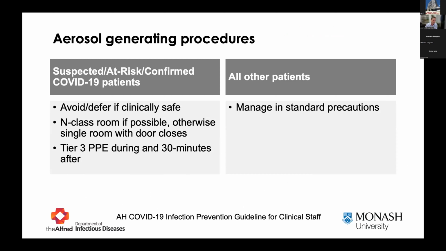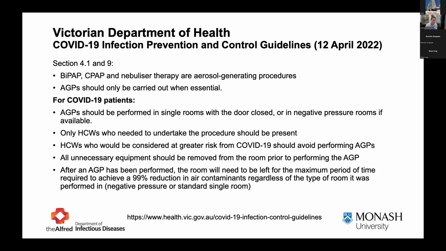Just to clarify a little bit further, in our guideline, and I think this is consistent with a lot of practice prior to the pandemic and in non-pandemic times, if you had a patient with suspected or confirmed respiratory illness, then you would defer the aerosol generating procedure if you could, otherwise place them in an in-class room if possible, or a single room, and use tier 3 PPE. For all other patients, we continue to manage in standard precautions. So that was our hospital guideline.